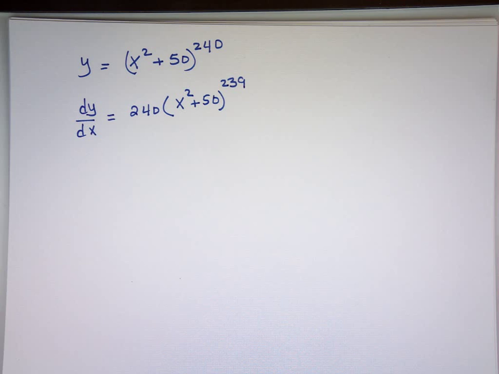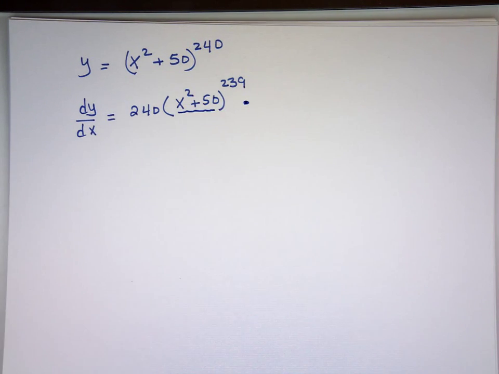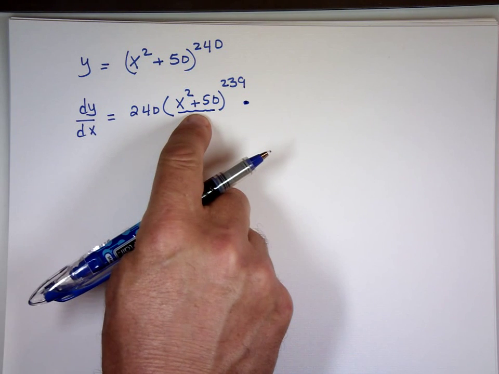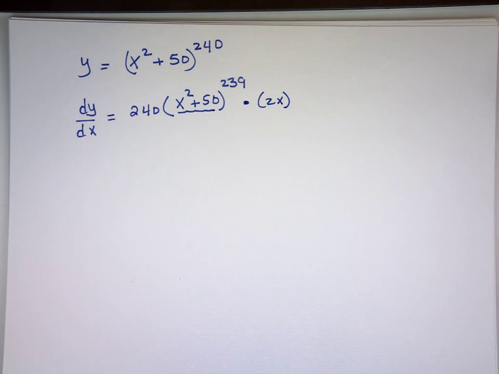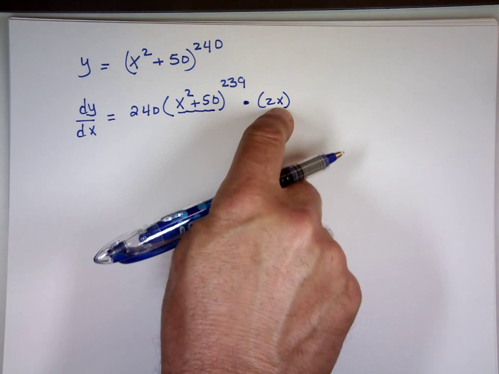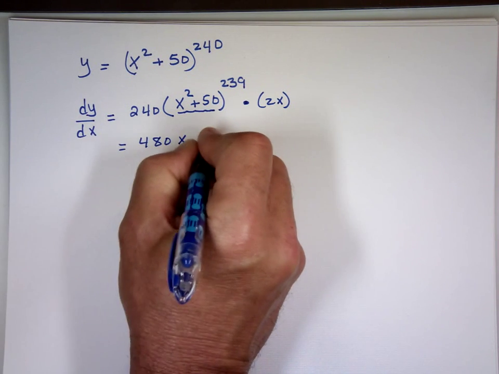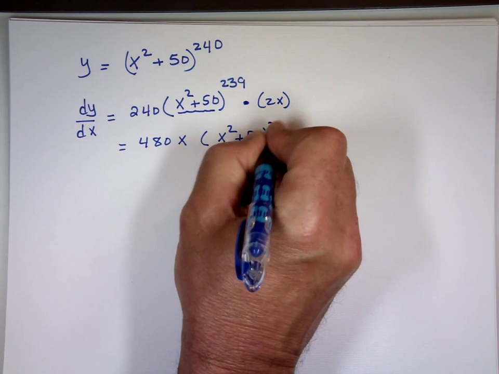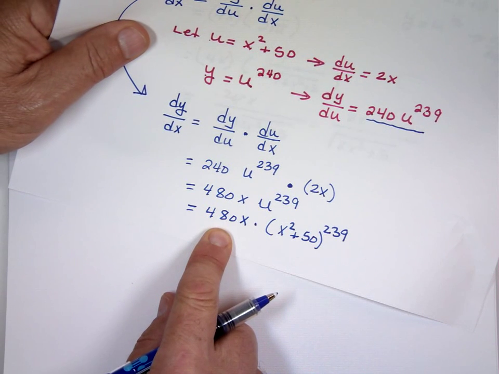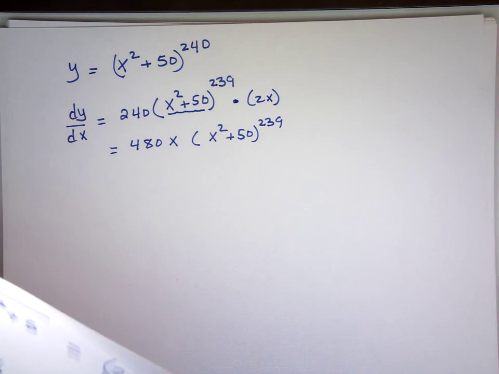So the only extra thing I've got to do is multiply it by the derivative of what's on the inside of that. And what's the derivative of this? 2x. Times the 2x. What's 240 times 2x? 480x times x squared plus 50 to the power of 239. Was that the answer? Yeah. Cool beans, man. Let's try the other one.